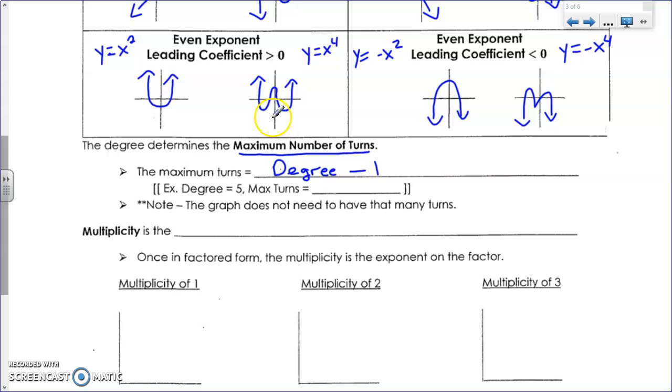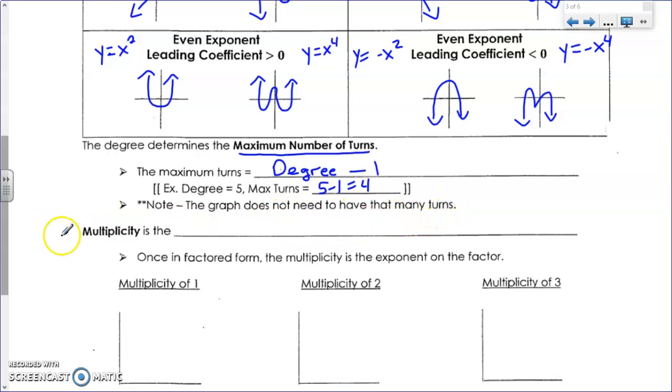So that's the maximum. Now that doesn't mean they're all going to have that many, because sometimes we may have imaginary numbers, right? And things like that. That's the maximum number of turns your graph should have. Okay? So if the degree is 5, that would be 5 minus 1. So the maximum number of turns is 4. Okay? So the graph does not need to have that many turns.